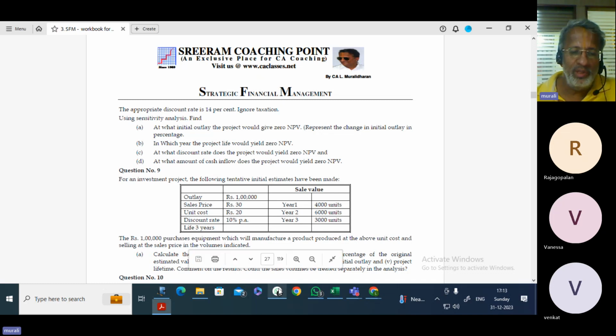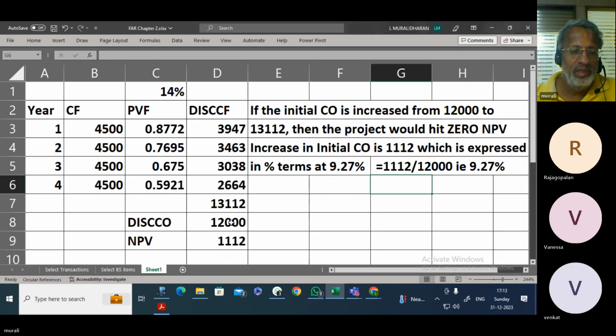So if it were to be 12,000, we are getting positive NPV. If this is swelling to the extent of NPV, you would end up with zero NPV. And such a change that you expect is 1,112, upon expression in annualized terms it is going to be 9.27%. So a 9.27% increase in cash outlay will result in zero NPV, keeping outlay as the base.